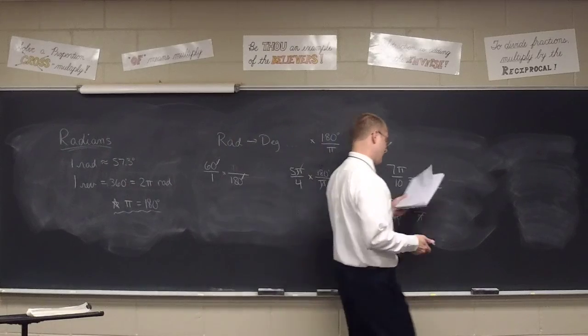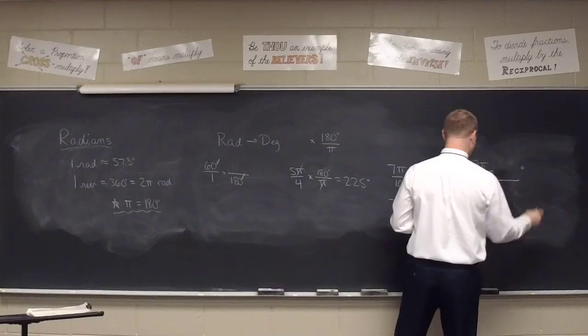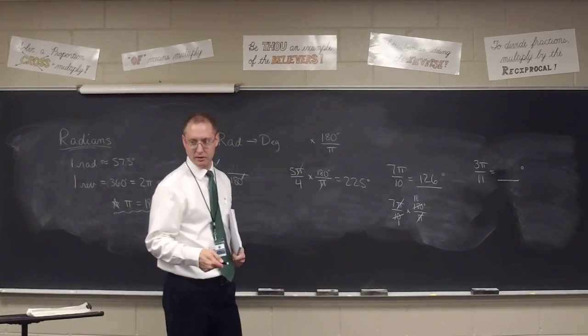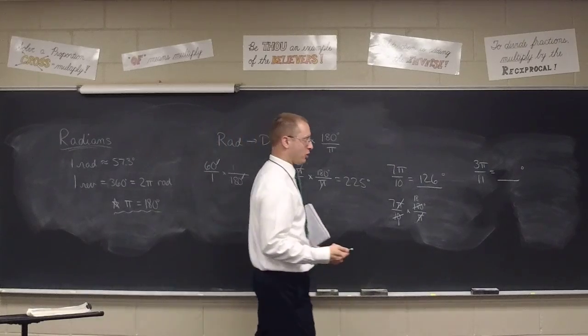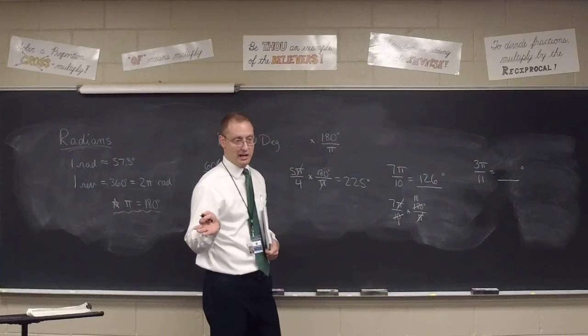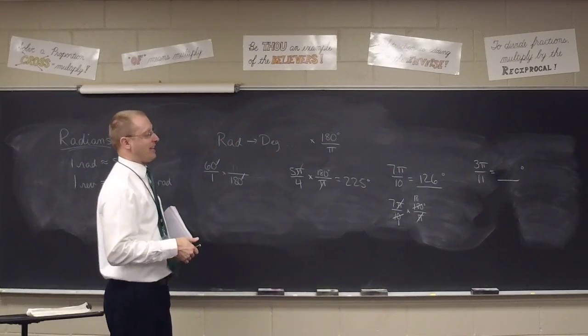Sometimes it works out just downright obnoxiously, though. 3 pi over 11 equals how many degrees? Well, of course, class, we need to multiply by 180 over pi. The pi's are going to cancel, and nothing really else is going to cancel, so we're going to have to multiply 3 times 180 and then divide out the 11.